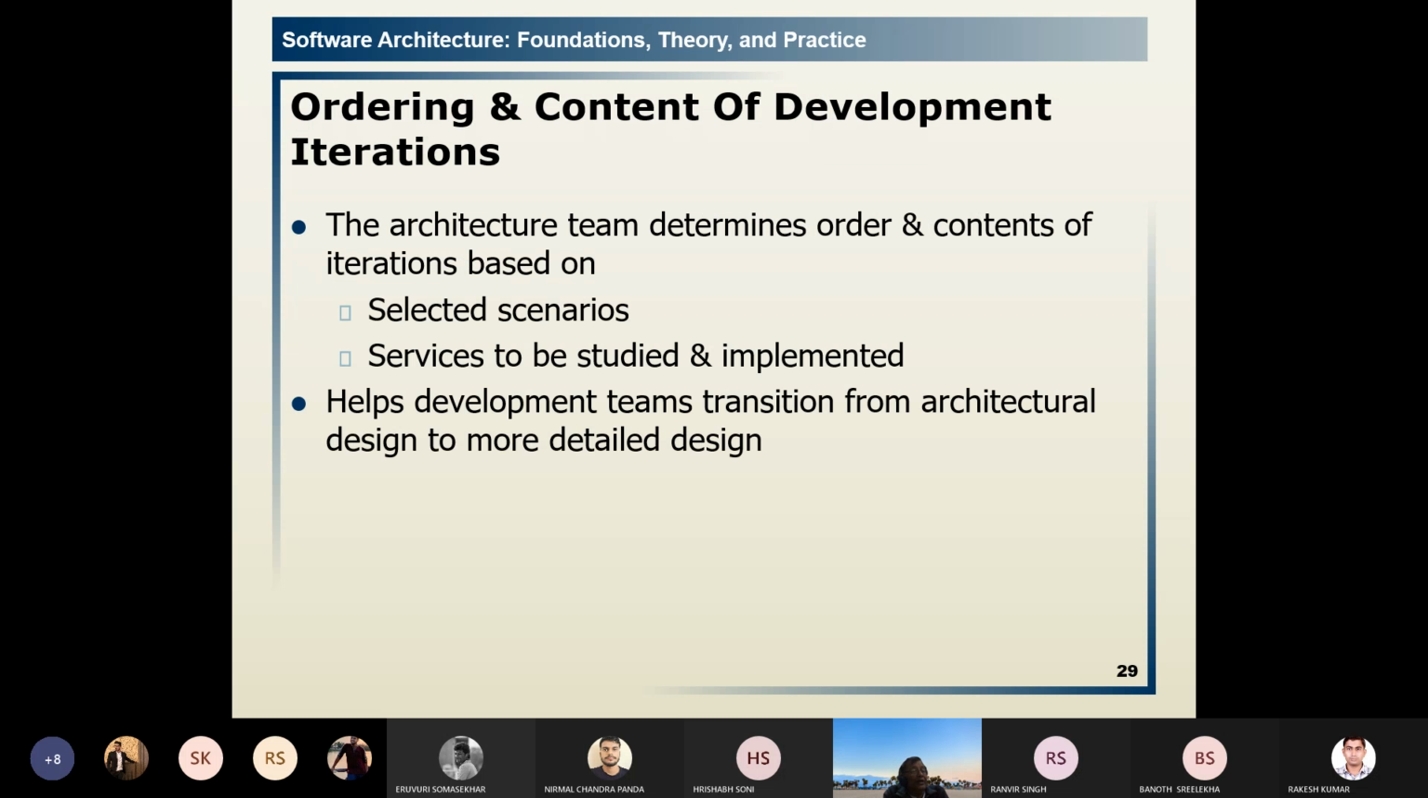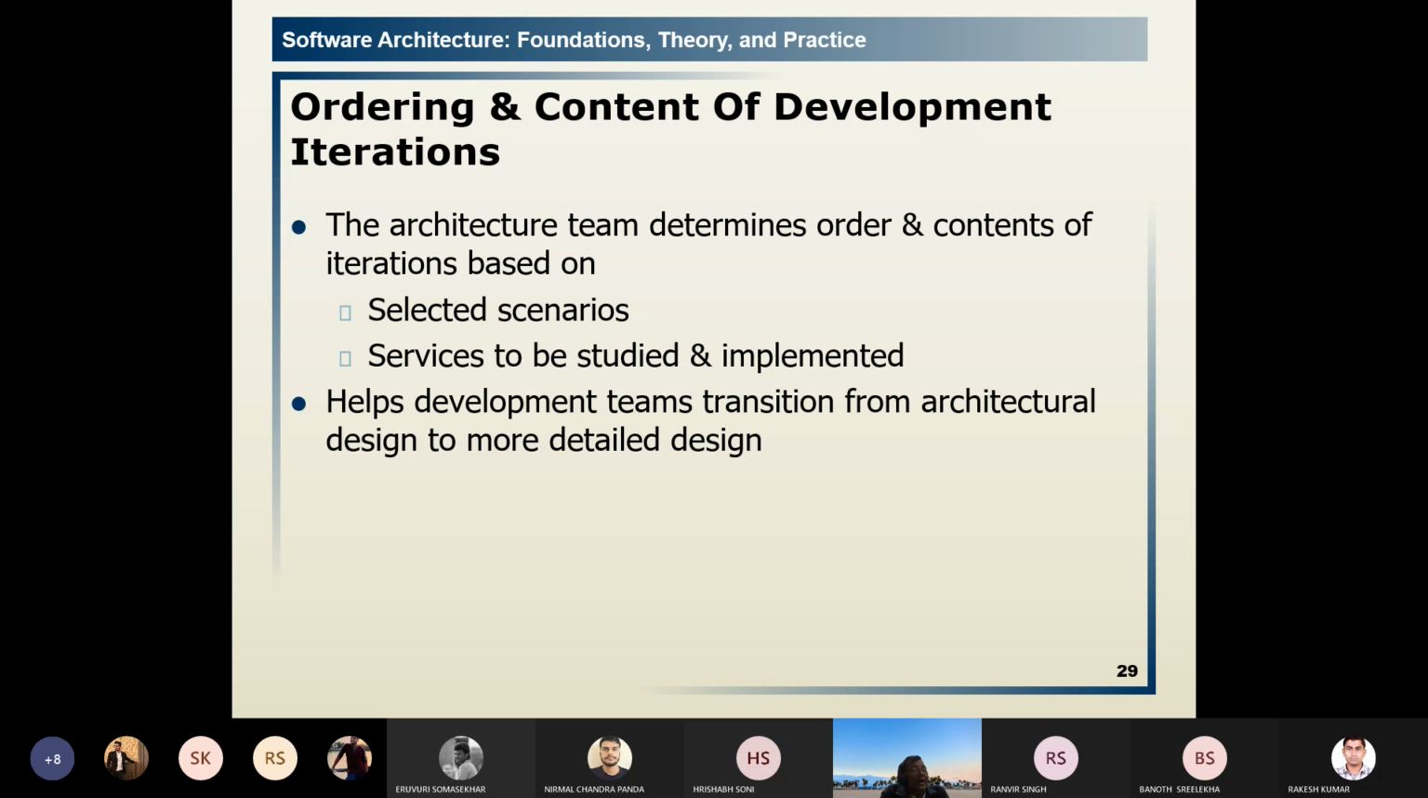Then the order and content of the development iteration. The team determines the order and contents of the iteration based on selected scenarios. Selecting certain scenarios, they fix up the order. If we go in this order, in this sequence, then we can reach a good solution. They fix up the sequence. Order means sequence. And content.